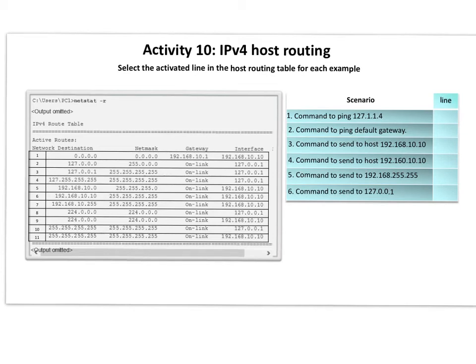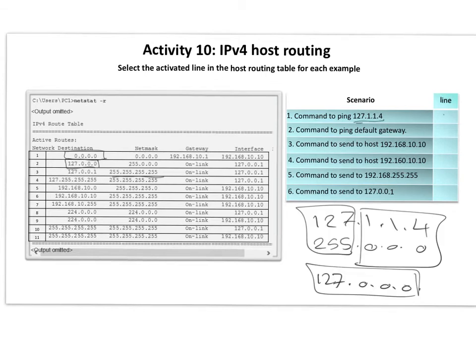All right, so at the beginning, just go through these addresses and try to figure out which line gets activated. So the first one, this is the ANDing operation, and the result will be 127.0.0.0, which matches this line and this line. So those two will be by default available. The one that we select is the one with the maximum subnet mask, which is 2.